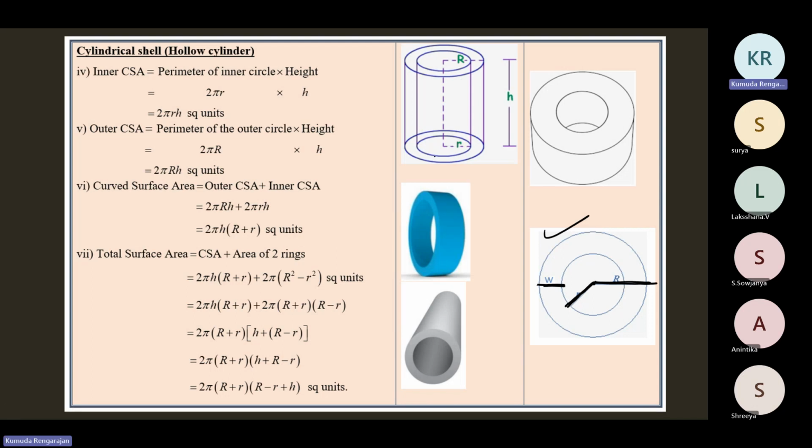So you can understand from this figure also. This is the inner radius, this is the outer radius, and this is the height of the cylindrical pipe. Okay. Got some idea about the cylindrical pipe, children?